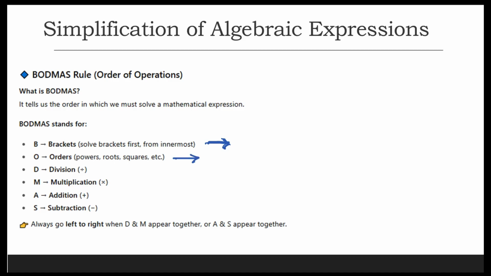Then the second thing we need to solve is orders. So if there is any power, root, squares, etc., we have to solve that. And we'll come to different types of algebraic expression and see it there. After we have solved the orders, we have to solve the division. So after the order, the next thing we need to solve is division. After division, M for multiplication. After multiplication, A for addition. And after addition, S for subtraction. So subtraction is right at the end.